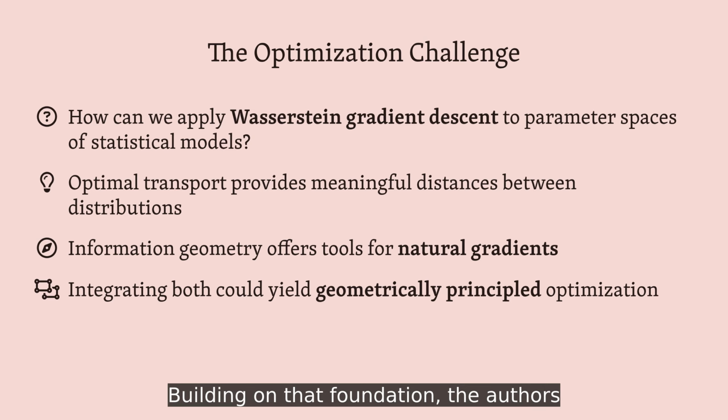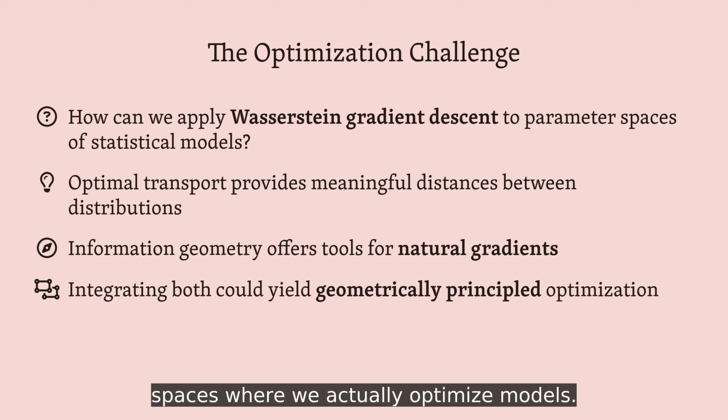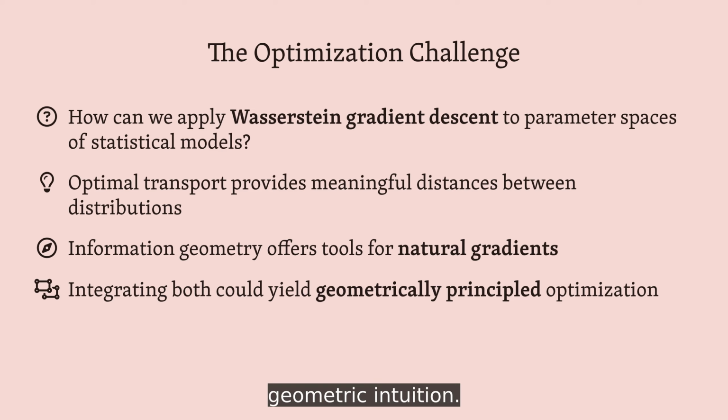Building on that foundation, the authors ask how Wasserstein gradient descent, which captures meaningful distances through optimal transport, can be brought into the parameter spaces where we actually optimize models. The promise is an optimization method that respects both statistical structure and geometric intuition.